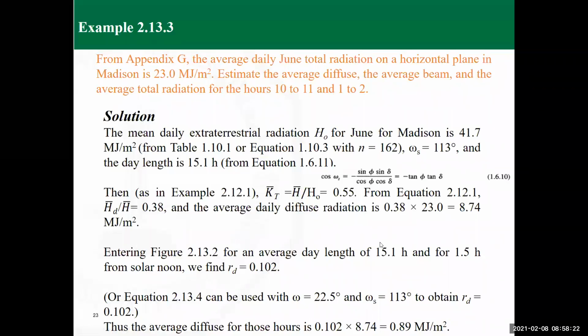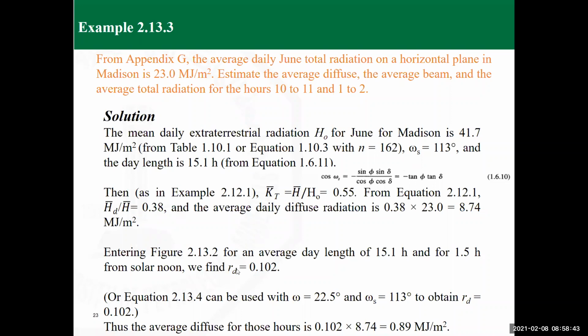So it's 8.74 megajoule per meter square. Going to the figure, which is 213.2, now we have known the daily diffuse radiation. We need the hourly diffuse radiation between 10 and 11. So we're going to go to the figure 213.2 and try to obtain the value of RD.